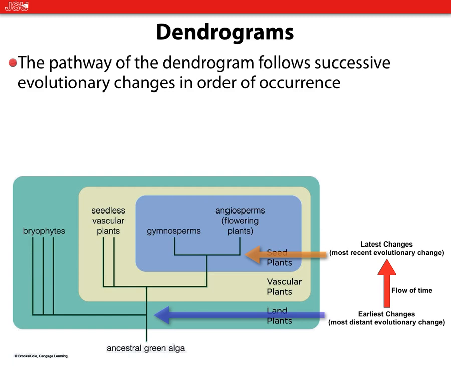If you were to read this, you would have to say, this is the earliest change or the most distant. Let me say it this way. This happened the longest time ago. Then this happened, and then this happened. Where they are located on the dendrogram is informational and telling what order it happened at. Okay? First we had the development of vascular plants. Then we had the development of seeded plants. And then we had the development of flowering plants.